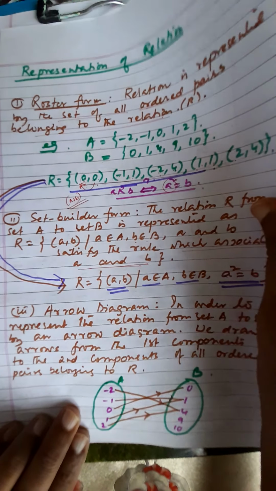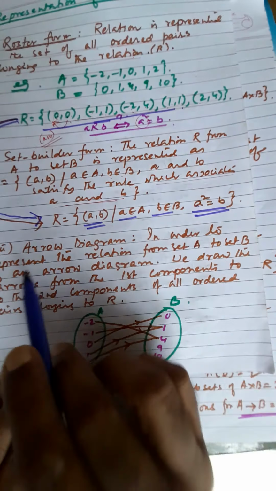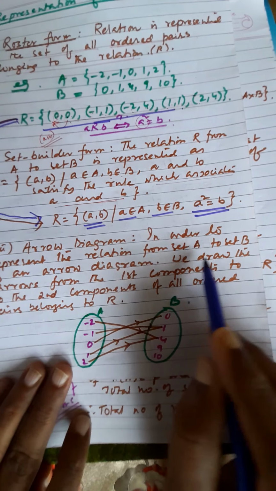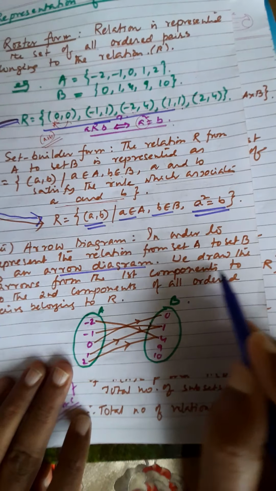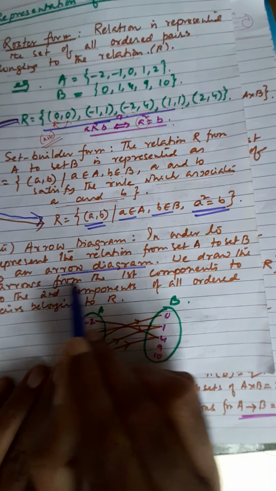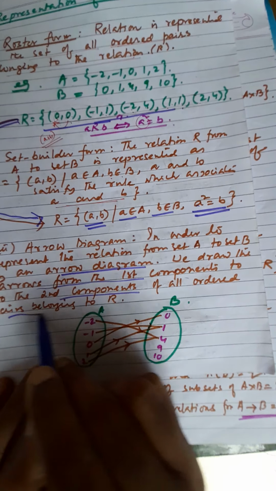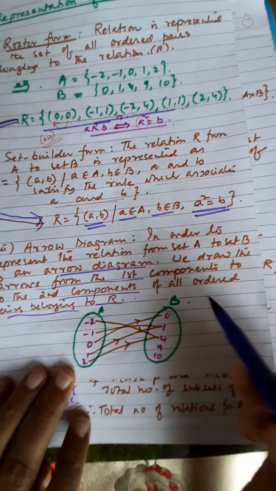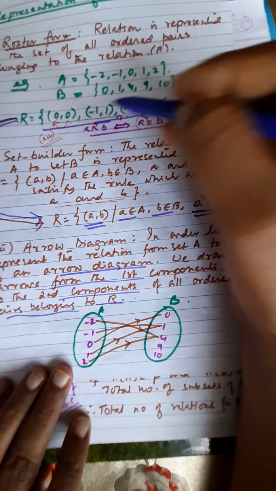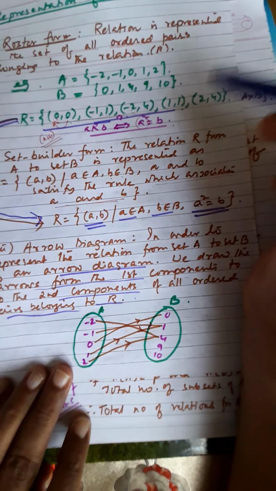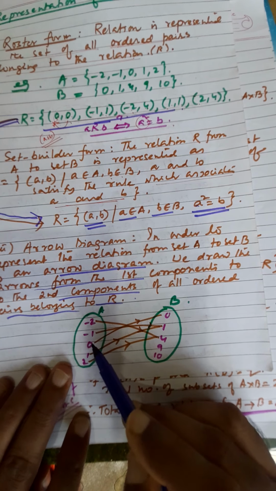Next is the arrow diagram. In order to represent the relation from set A to set B by an arrow diagram, we draw the arrows from the first components to the second components of all the ordered pairs belonging to R. For the first components, here are the elements of the first set.